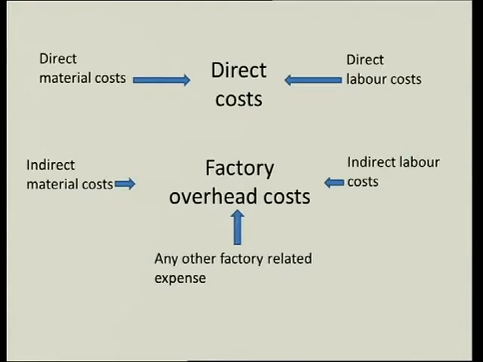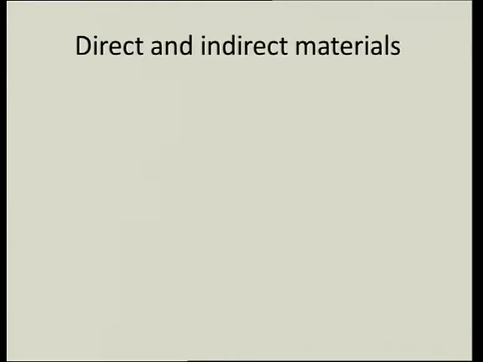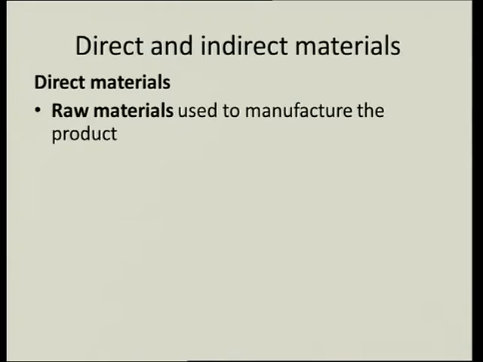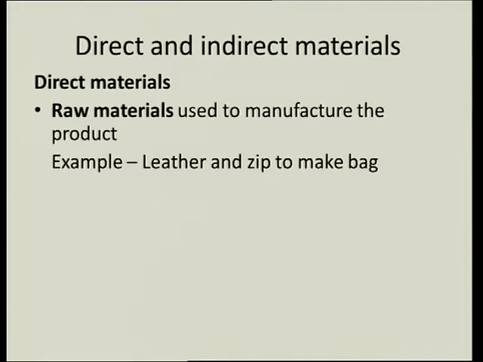So what are direct and indirect costs then? You have direct and indirect materials. Let's look at it. Direct materials are the raw materials used to manufacture the product. So it's all the raw materials that go into making the product. Our product we're going to use is a leather bag. So here's our example. Leather and the zip to make the bag, we'll say, are the direct materials. Why do we call it direct? Because we can quantify what goes into that bag.